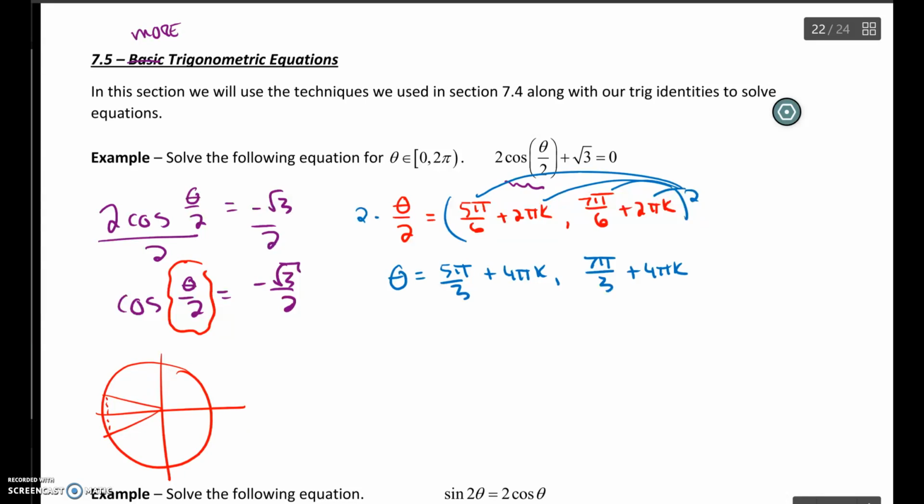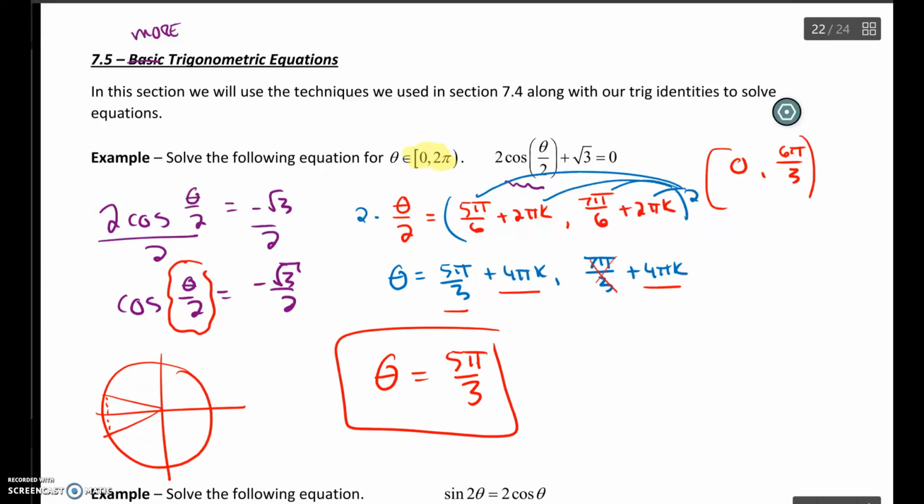Lastly, we need to realize that we're just looking for angles on this interval. So 5 pi thirds is on that interval. You know, 0 to 2 pi is how many pi thirds? 6 pi thirds. All right, so this one is a good angle. This one is not. And if you add 4 pi k to any of those, you're just going to get angles outside that. So your only answer is this one.